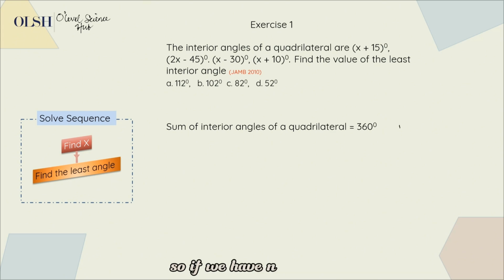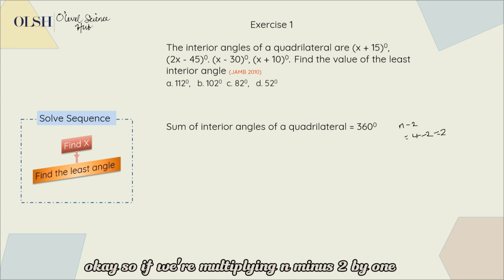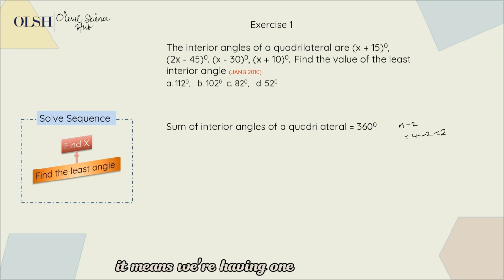So if we have n minus 2, that would be equivalent to 4 minus 2, which gives us 2. So if we're multiplying (n minus 2) by 180, it means we're having 180 times 2, which would give us 360. So we understand that the sum of interior angles of a quadrilateral is 360 degrees.